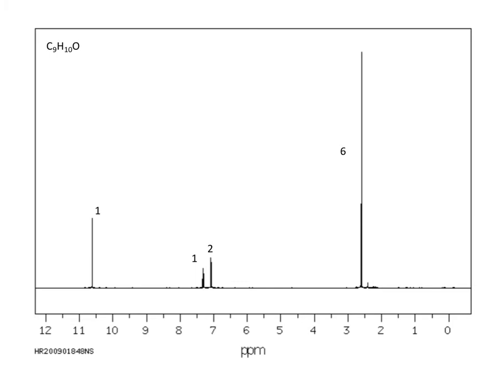In the next question with C9H10O, now we have a hydrogen deficiency index of 5. And what stands out to me right away is this peak at about 10.5 ppm. This tells us that we have an aldehyde. And that gives us our 5th degree of our hydrogen deficiency index.